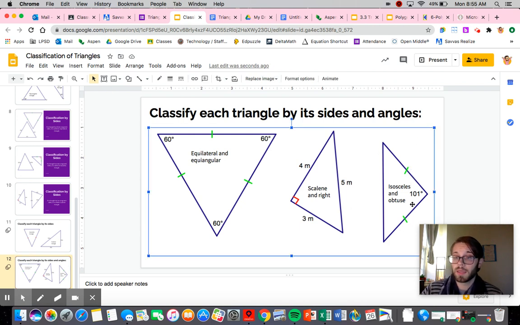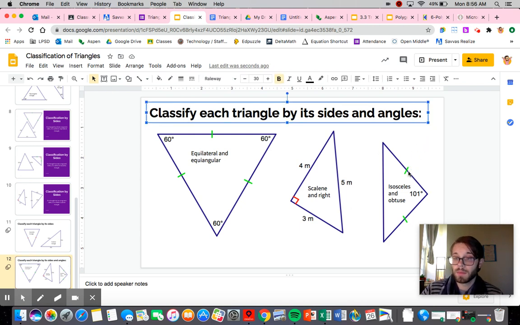Again, the 2 marks indicating that they are the same, isosceles, and it has an angle that is bigger than 90, therefore it is obtuse. So you're combining these together to make one big naming system, okay? So to recap, if you have 3 angles that are the same, it is equiangular. If you have 3 angles that are acute, the triangle is acute. If you have a right angle, it is a right triangle. And if you have an angle that is bigger than 90 degrees, it is an obtuse triangle.